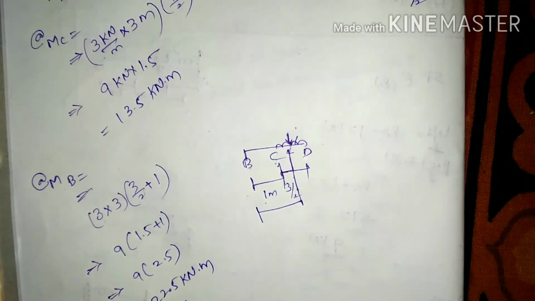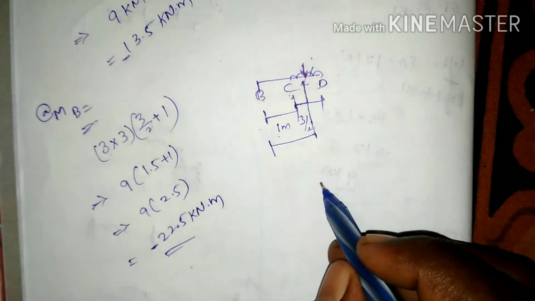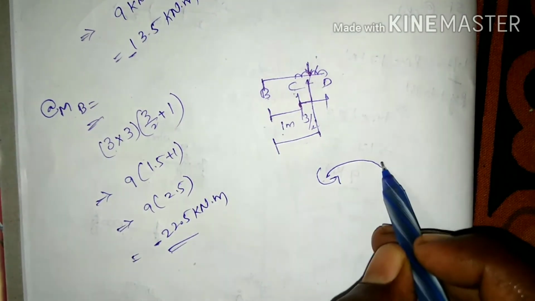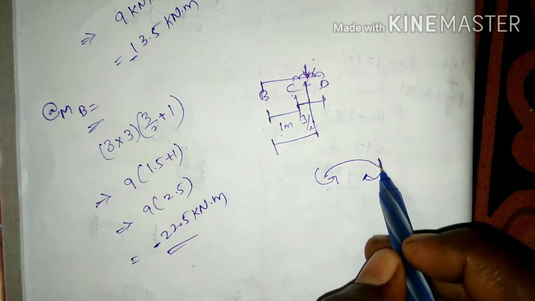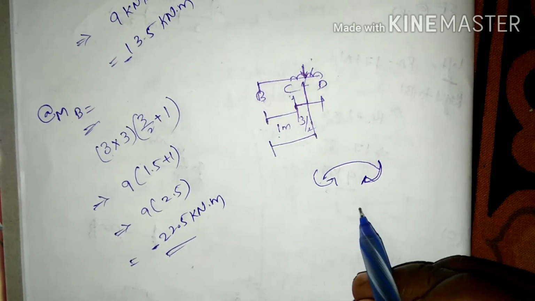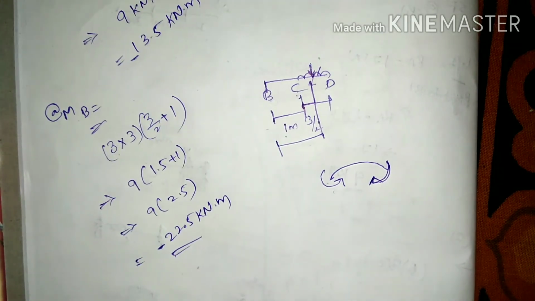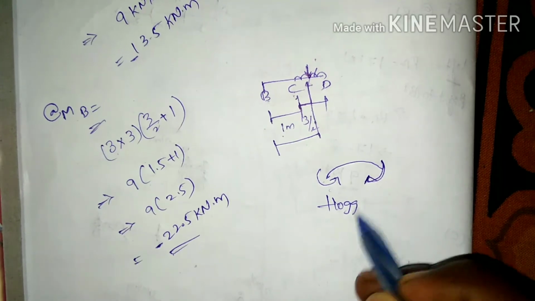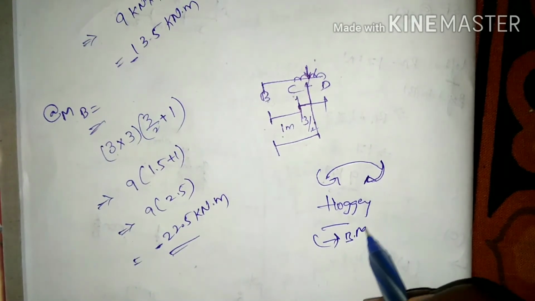these are all in the negative, because as we discussed earlier, this is a cantilever having a hogging moment. One side is in an anti-clockwise direction and the other side is also in an anti-clockwise direction, so here we have the hogging moment, that is negative bending moment.